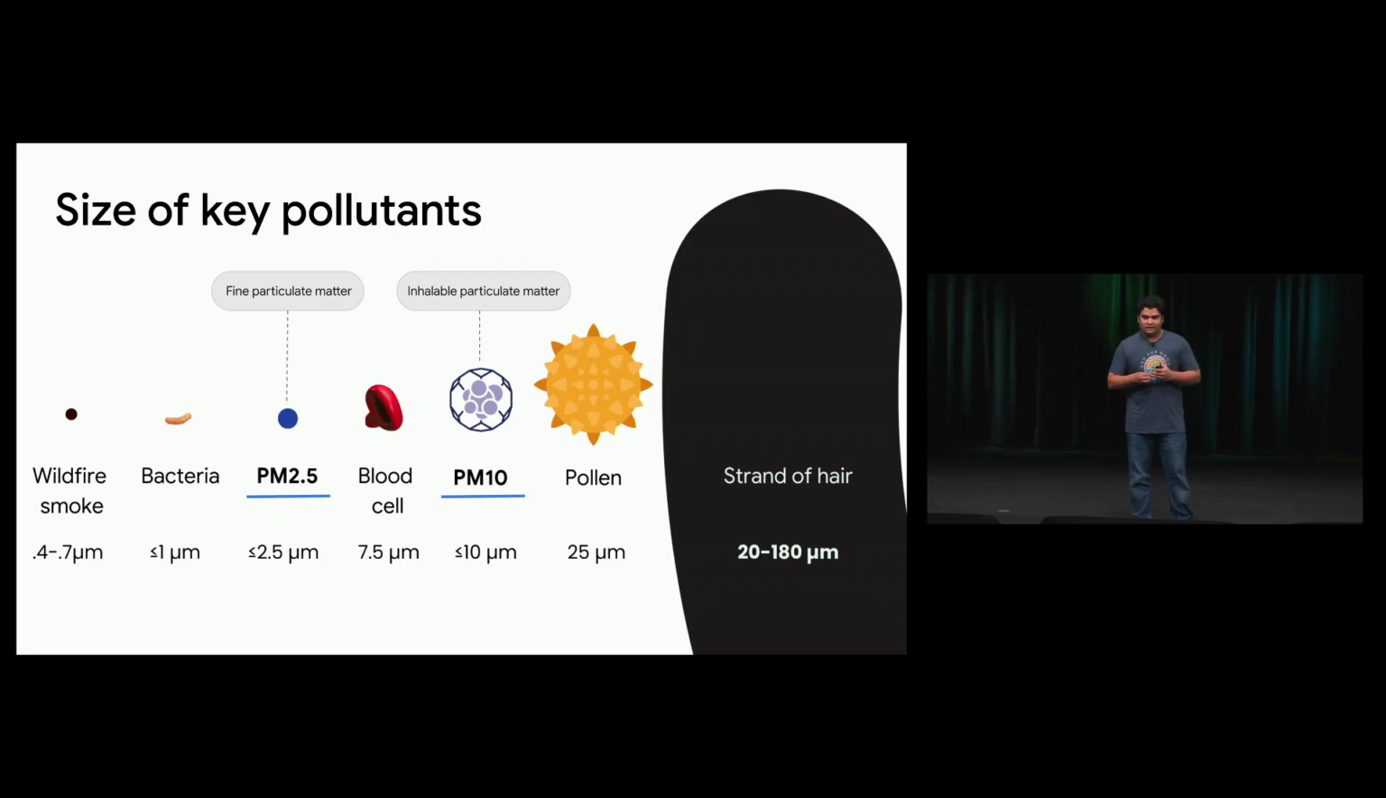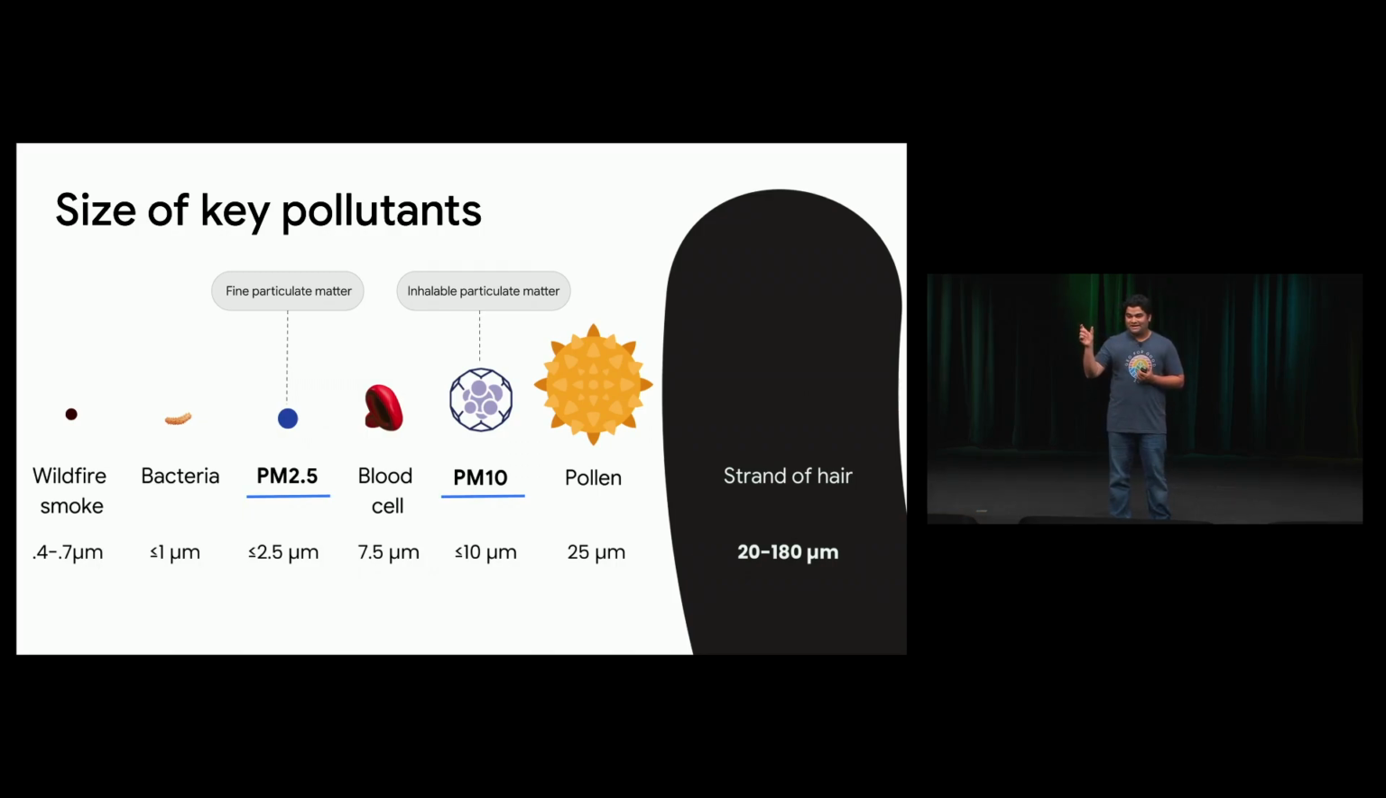Let's take a step back in terms of what we're talking about here. What are those pollutants that we're talking about, right? On the right-hand side, you will see, for comparison, a strand of hair that's roughly around 20 to 180 micrometers. The two most common types of pollutants are PM10, which is anything less than 10 microns, and PM2.5, particulate matter of 2.5 micrometers, roughly 30 times smaller than the size of the average hair.